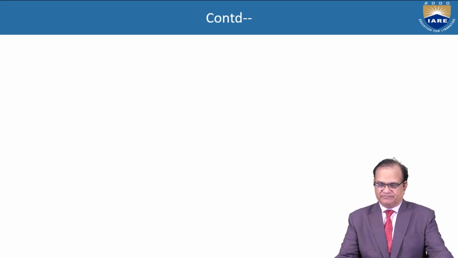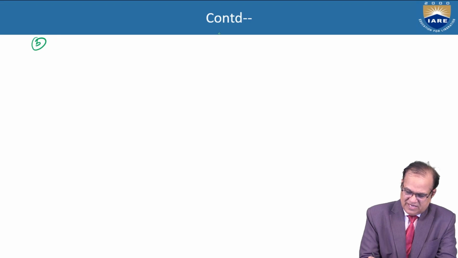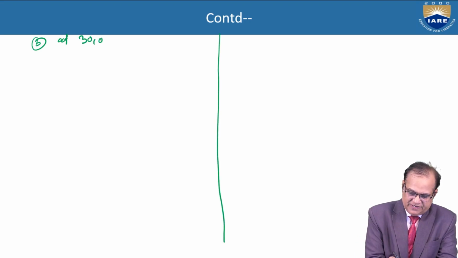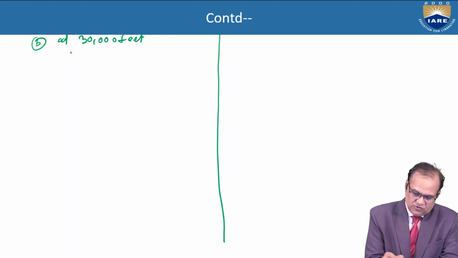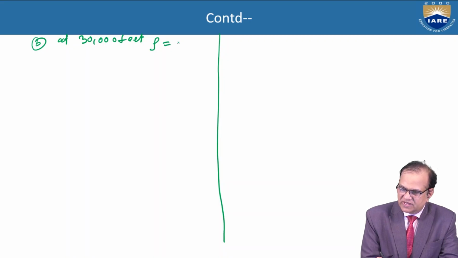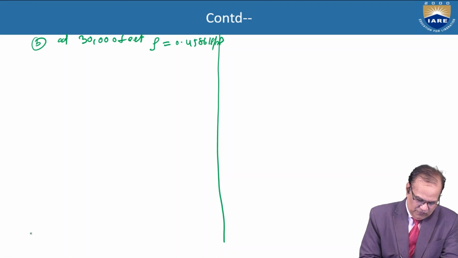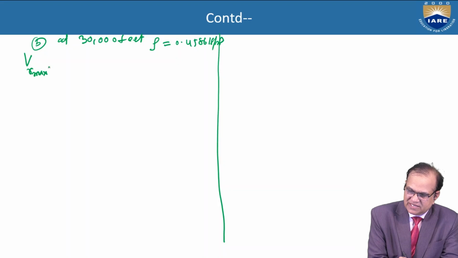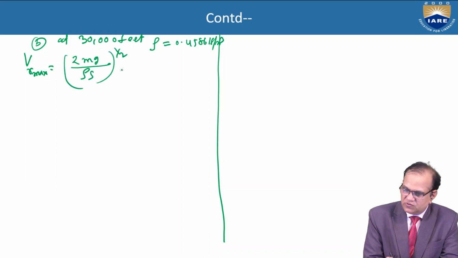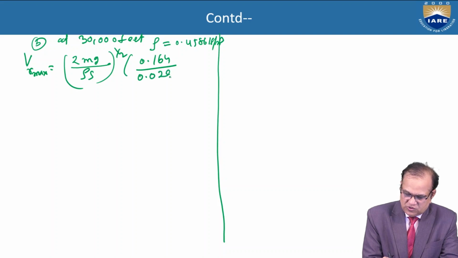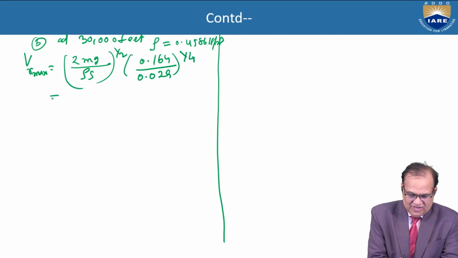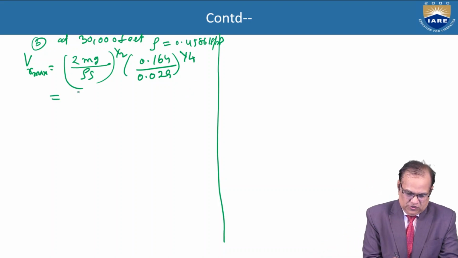Now we will see for case B, at 30,000 feet. So here density is equal to 0.4586 kg per meter cube, and we have to find out V gamma max is equal to (2 mg by rho S) to power 1 by 2 into (0.164 divided by 0.029) to power 1 by 4. We will get this as 226.34 meter per second.